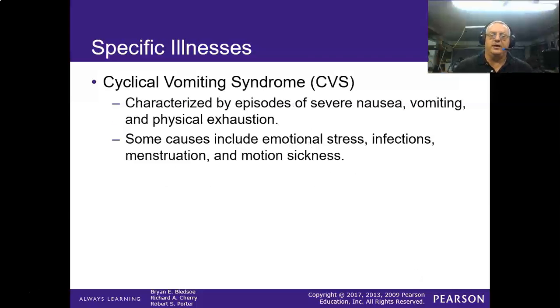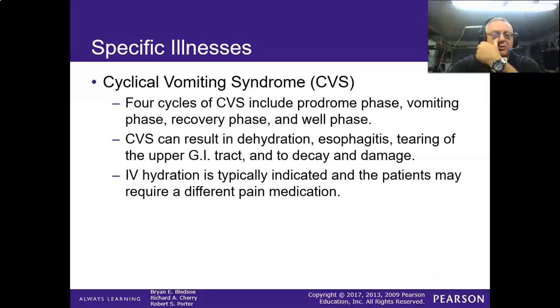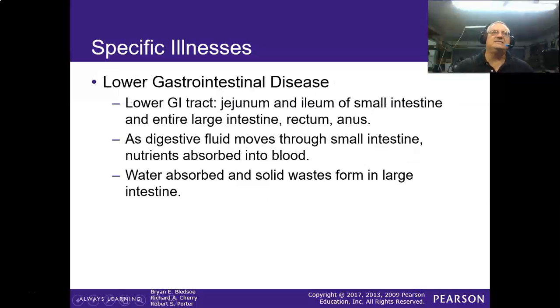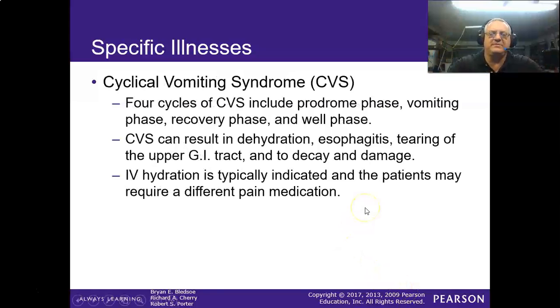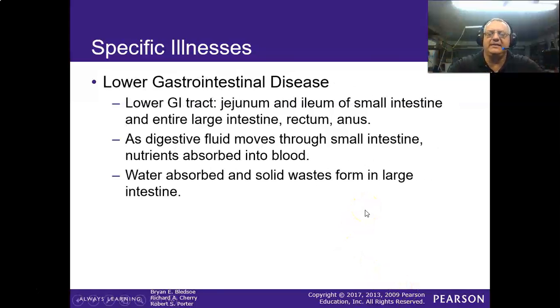Cyclic vomiting syndrome. Menstruations, infections, yes, motion sicknesses, but they start vomiting and they keep vomiting, and it's a very horrific cycle, okay? The other thing is, by the way, sometimes pregnancy can actually cause this. So again, it results in dehydration, esophagitis, and it tears the upper GI tract. Again, IV hydration is usually your best way, and an antiemetic is not a bad idea. Actually, that's the one time I would say your Zofran's probably not necessarily a bad idea here.